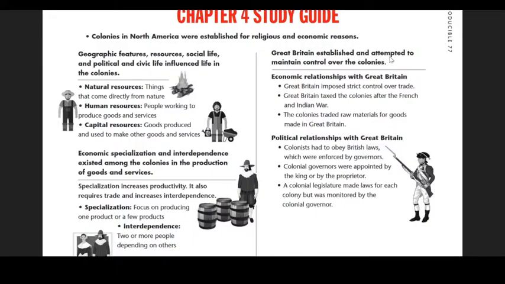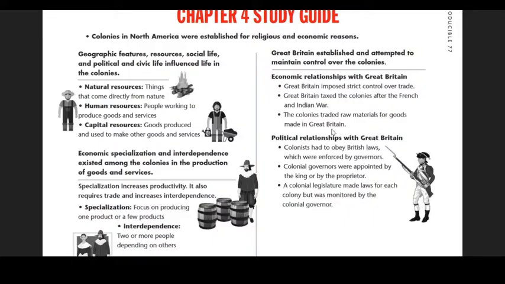Great Britain established and attempted to maintain control over the colonies. Economic relationship with Great Britain: Great Britain imposed strict control over trade. They didn't want the colonies having their own trade. Great Britain taxed the colonies after the French and Indian War. That's where we get taxation without representation. The colonies traded raw materials for goods made in Britain.